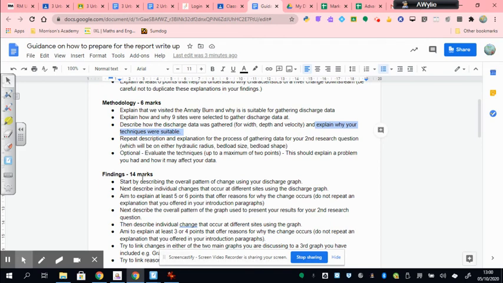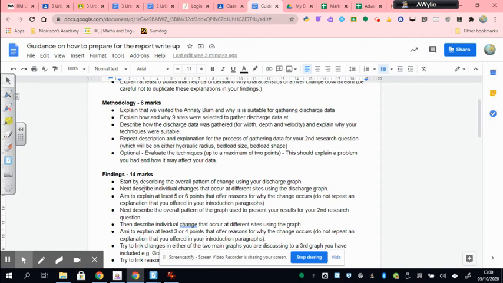Now, with findings, this is where you have your 2 process data sheets, which you will be given on the day of the assessment. The first thing is you do want to start by giving the overall pattern for discharge. So you want to talk about the discharge graph, and remember, when you give the overall pattern, you want to say how much it started in cumecs, what was the discharge at the final site, site 9, in cumecs, and what was that, therefore, what was the overall change? You want to show a bit of a calculation.